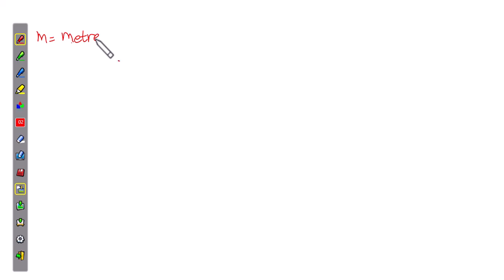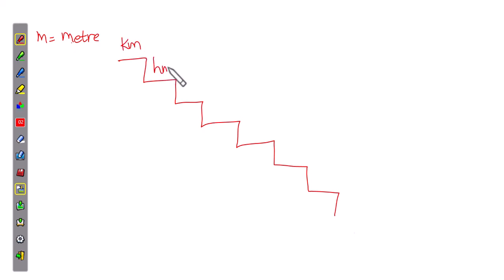We can start by using the stairs, and we will have the top one, kilometer, then hectometer, decameter, meter, decimeter, centimeter, and millimeter. We use the stairs to determine that the kilometer is the highest one and has the biggest value.